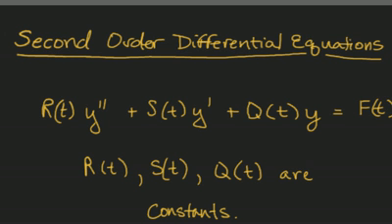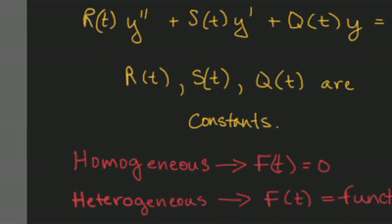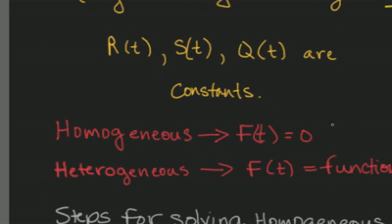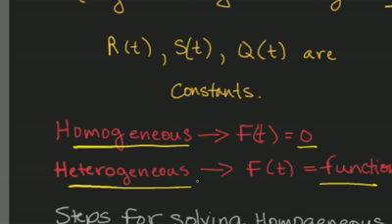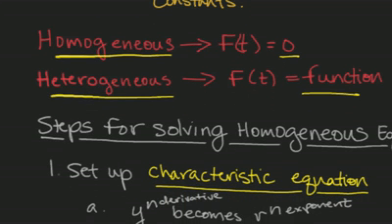So here what we do is we look at f of t, and depending on what this f of t is, it's either going to be called a homogeneous equation or a heterogeneous equation. If f of t is equal to 0, then it's homogeneous. If f of t is a function, it's heterogeneous. On this one, we're just going to do homogeneous equations. Another video will deal with the heterogeneous equations.